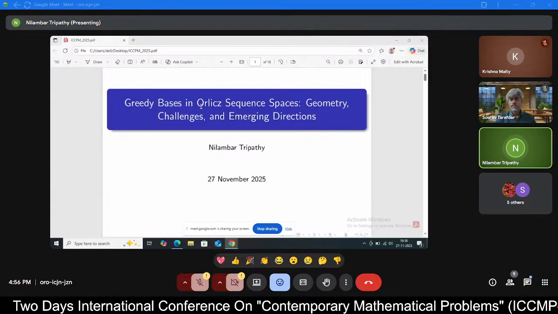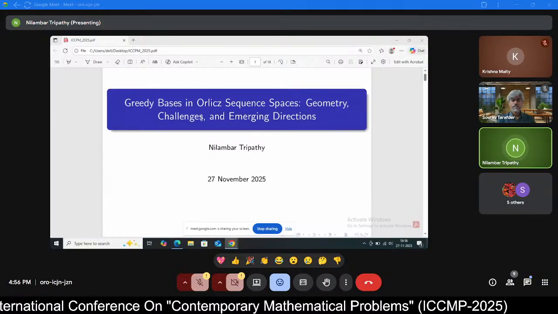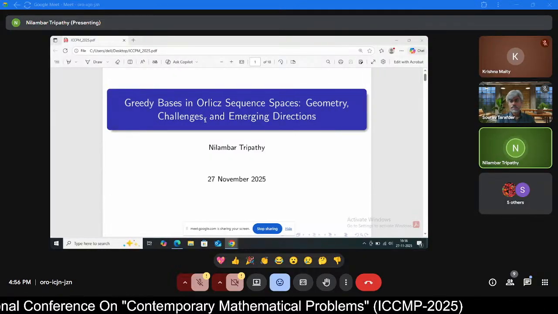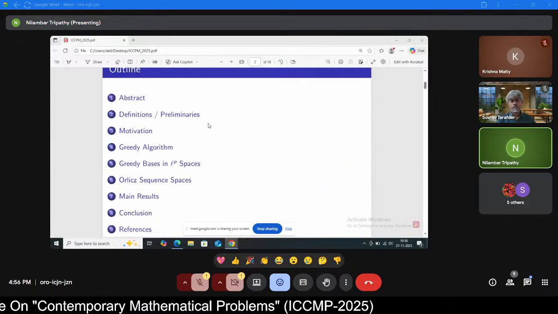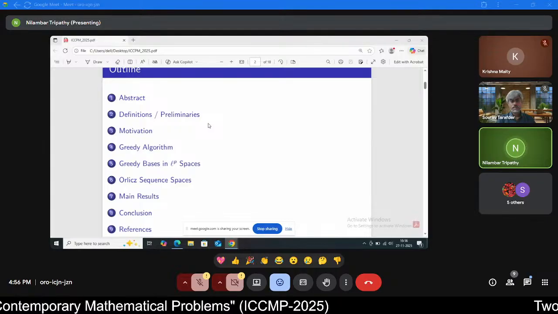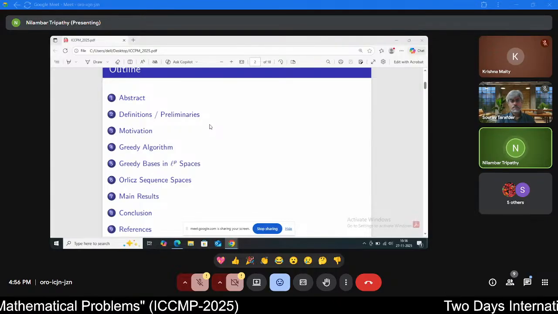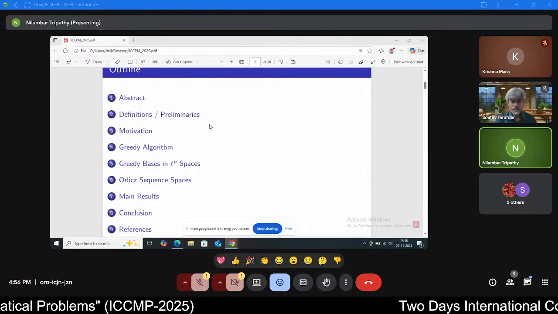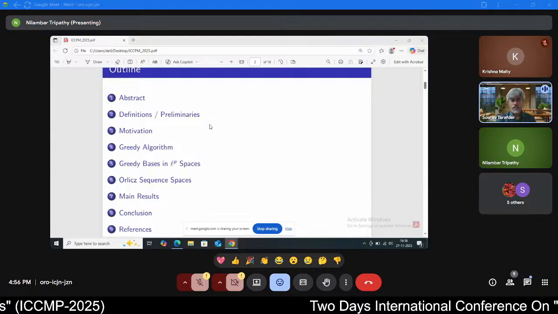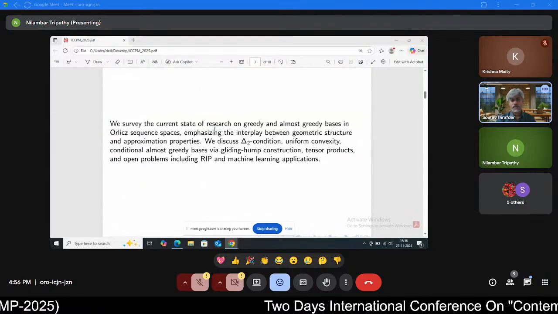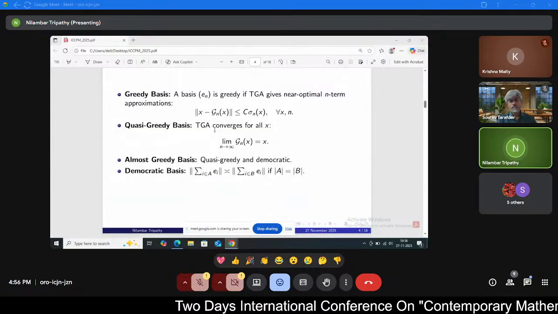Today I'll present my research on greedy bases in Orlicz sequence spaces, focusing on their geometry, challenges and new directions in approximation theory. These are my outlines. Greedy bases are fundamental in approximation theory, especially in L^p spaces. You do not have to show the outline. You just go to the definition and show the main result. Okay, sir. These are my definitions.